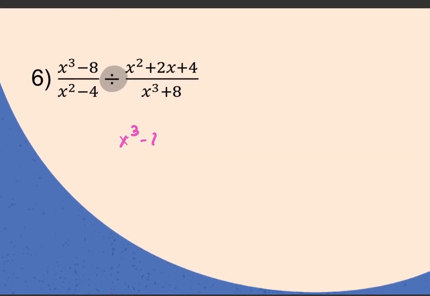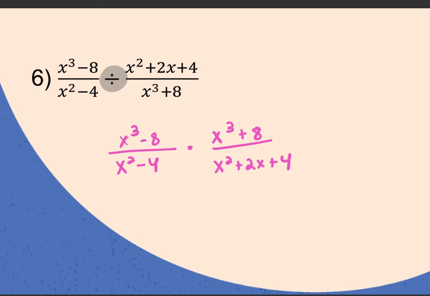x to the third minus 8 over x squared minus 4. So that's the keep part. Change the division sign to multiplication, and then flip the second fraction. So x to the third plus 8 goes over x squared plus 2x plus 4.